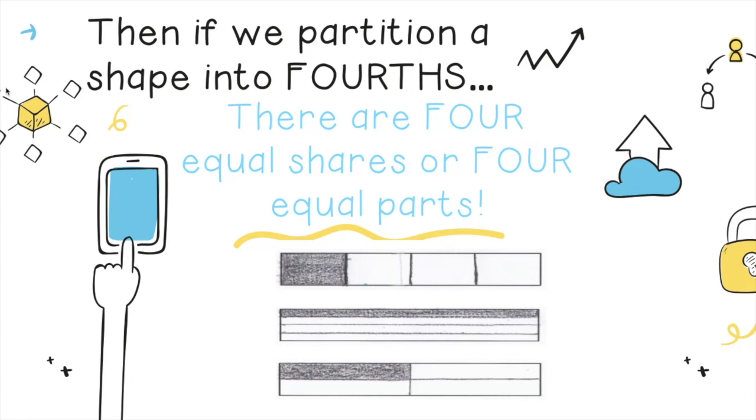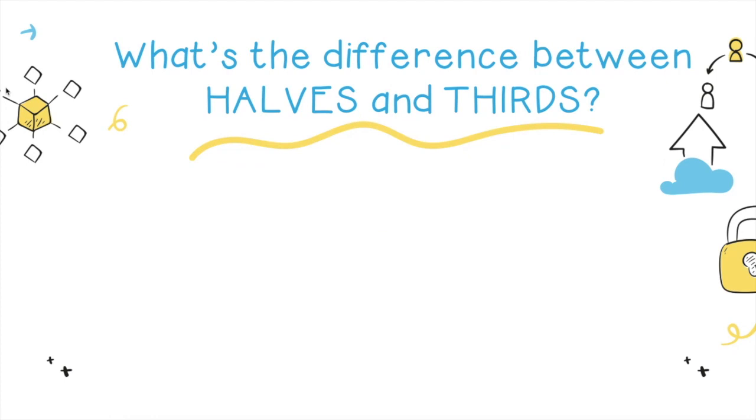And all of these shapes show 1 part shaded and 3 parts unshaded. If you remember last week, we talked about the difference between shaded and unshaded. So unshaded are just the parts that are not shaded. So what's the difference between halves and thirds? Last week we learned about halves, so what's the difference?